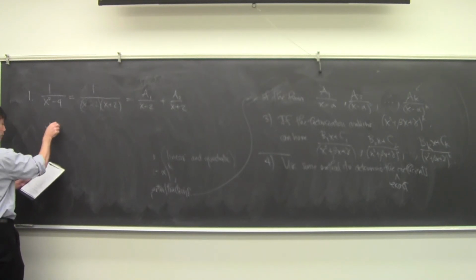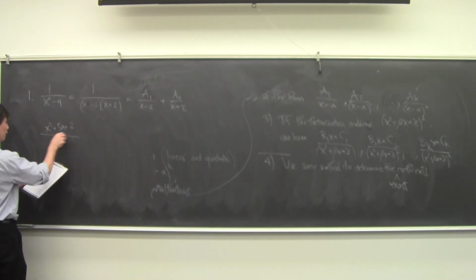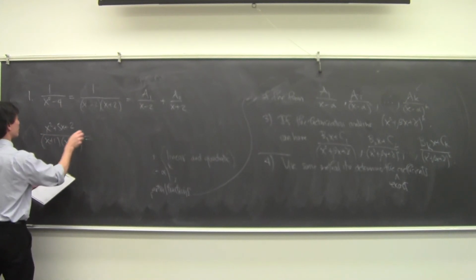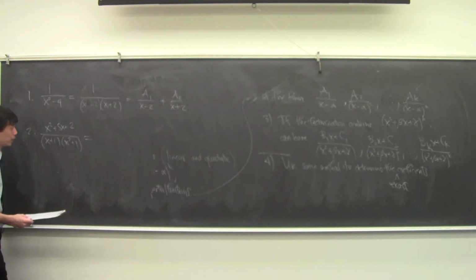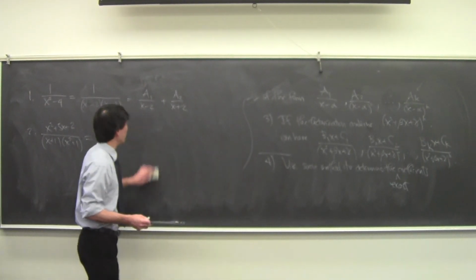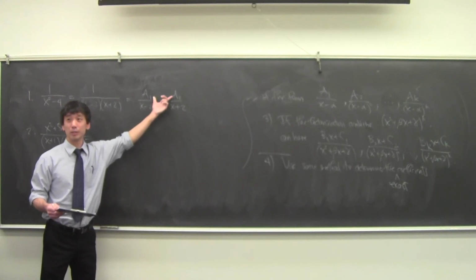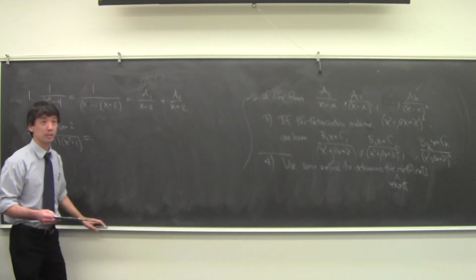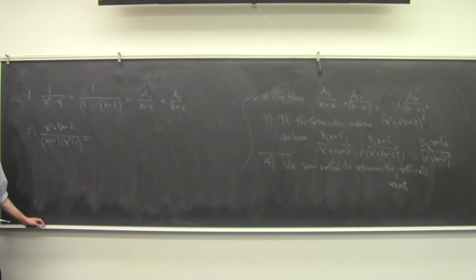x squared plus 5x plus 2 over x plus 1 times x squared plus 1. Okay. And like I said before, at this point we don't know what the constants are, but we'll figure them out later. That's step 4. We'll do that next time.